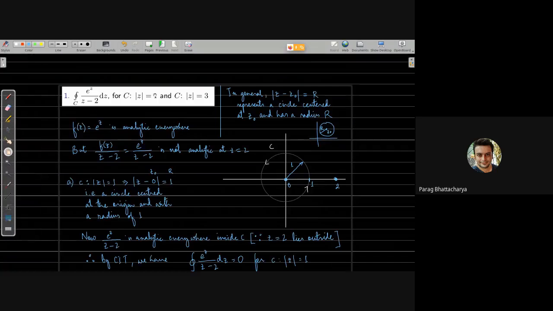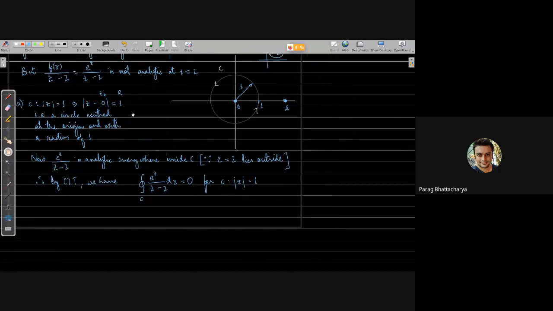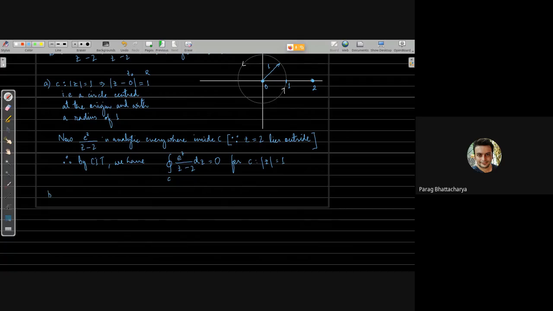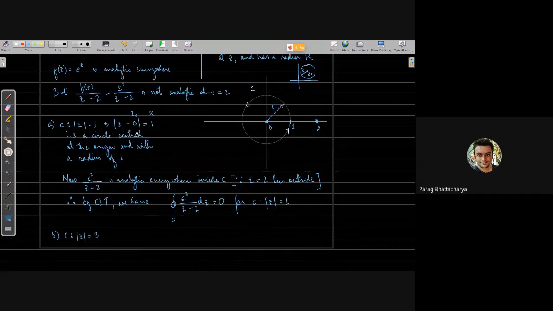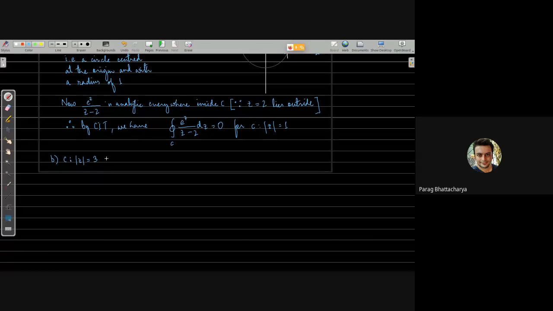So the first case that we considered, this integral is going to evaluate to 0. But if I look at the second case, the case B, the path C is chosen such that modulus of z is equal to 3. Again, this implies z minus 0 is equal to 3. So here the center is at 0 and the radius is 3, right?